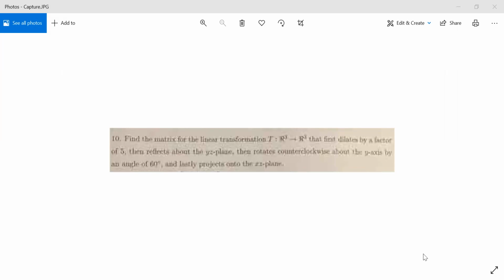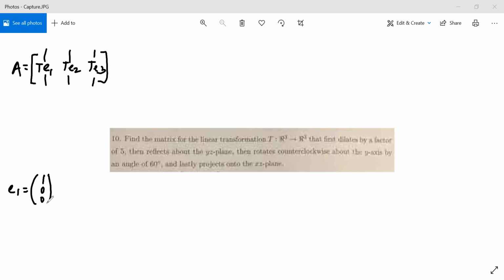Okay, to find the standard matrix, we look at the image of T(e1), T(e2), T(e3). These are just going to be the columns of the matrix. I'm going to start with e1, and we know that e1 is (1, 0, 0) in R3. First we're going to dilate by a factor of 5, so we multiply this by 5, giving (5, 0, 0). That's the first step.